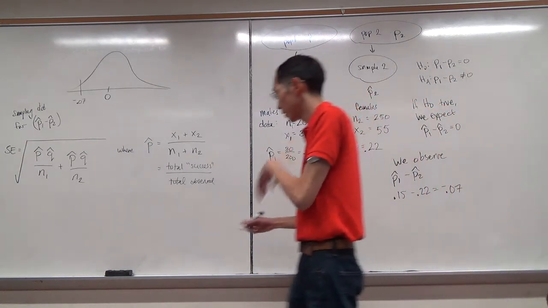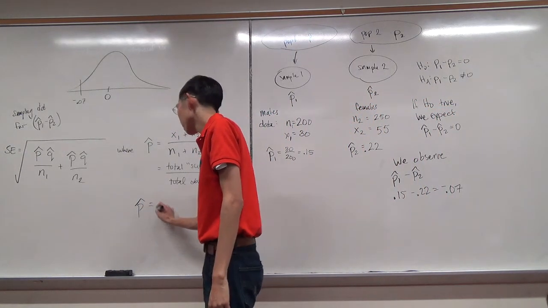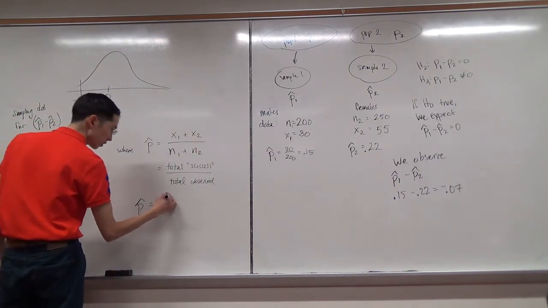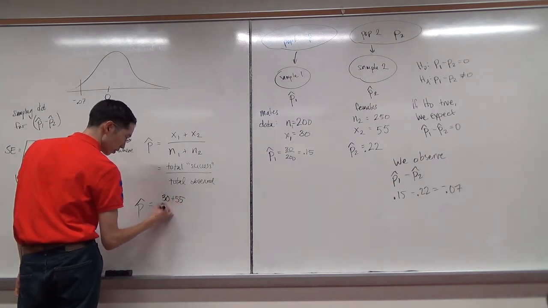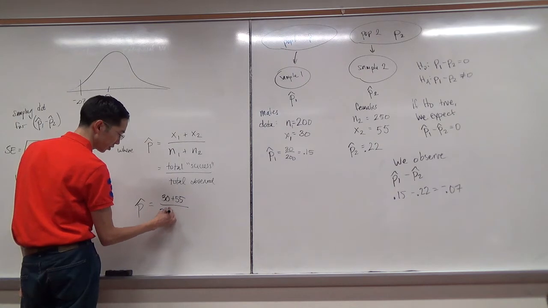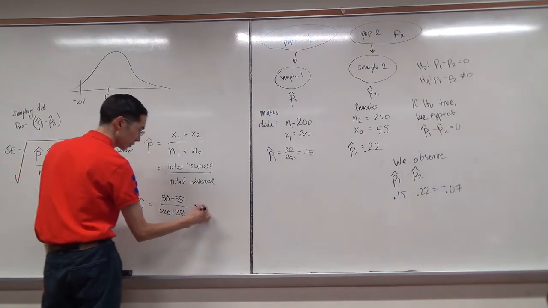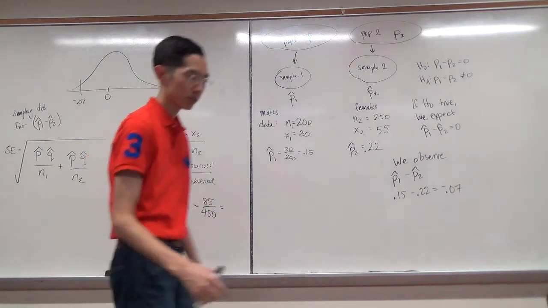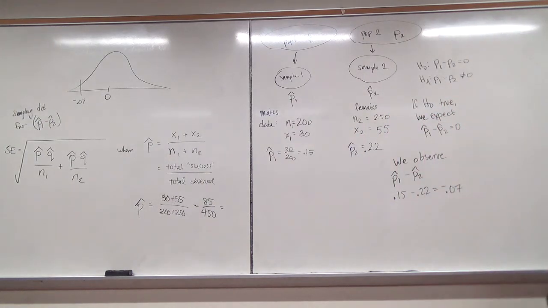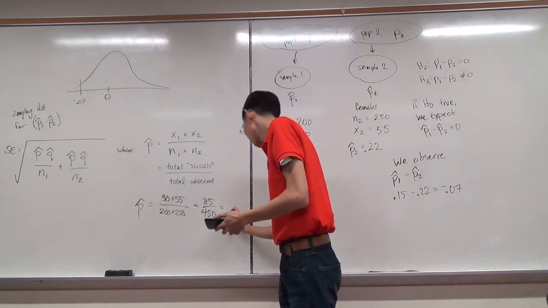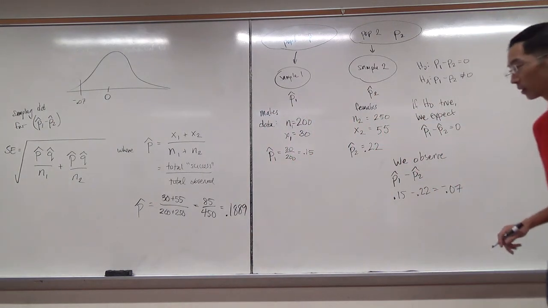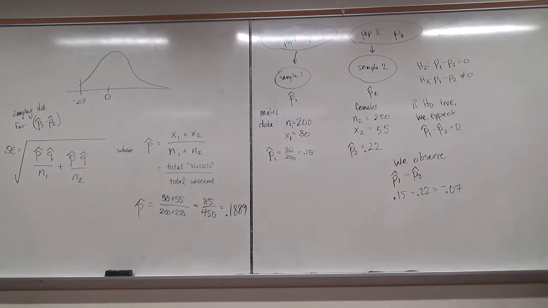So in our case, P hat would be the total number of people with blonde hair that we observe. So that would be 30 plus 55 divided by the total number of observations, 200 plus 250. So I have 85 divided by 450. And I get 0.1889. That is my P hat.